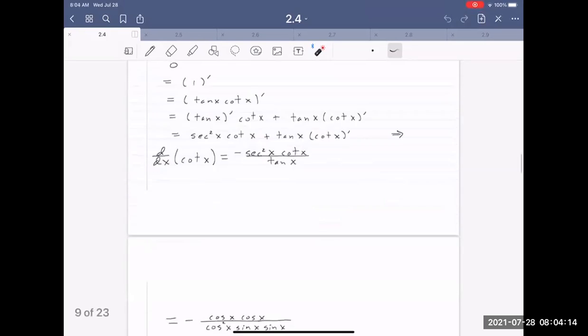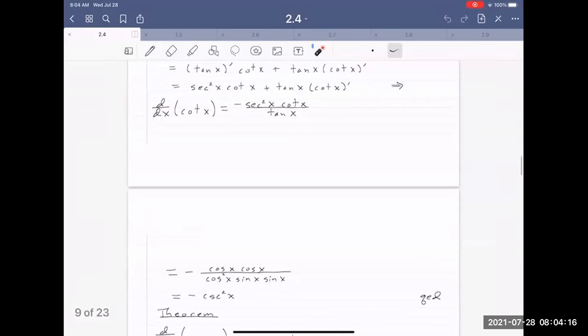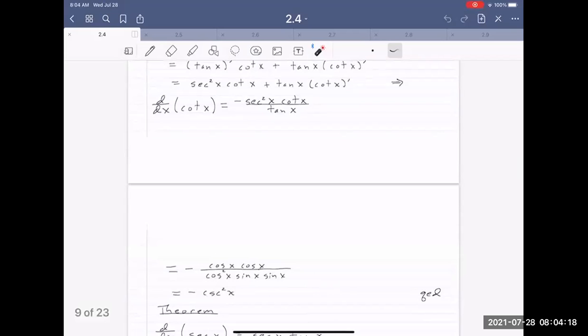tangent x. Well, let's rewrite secant squared as 1 over cosine squared x. Rewrite cotangent x as cosine x over sine x. And let's rewrite tangent x as sine x over cosine x.